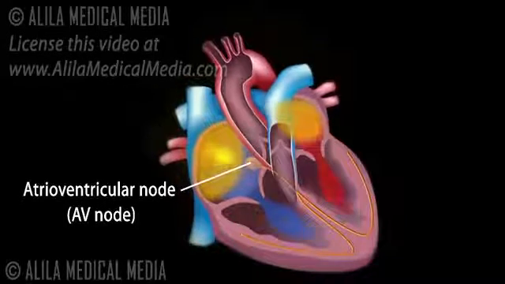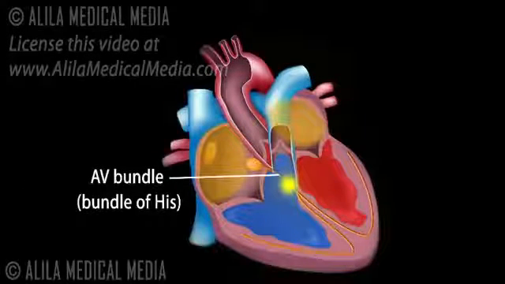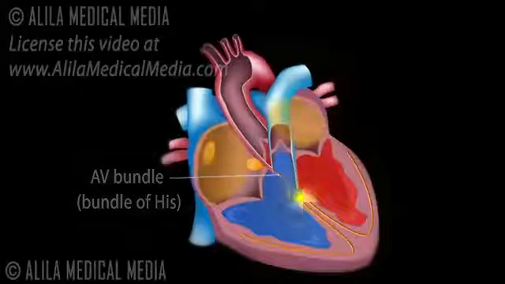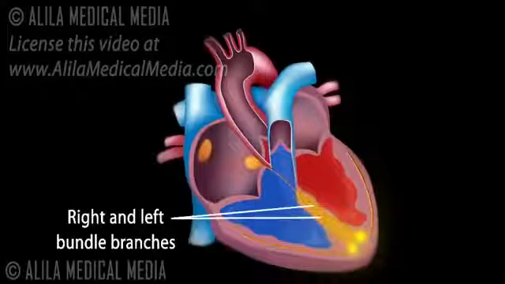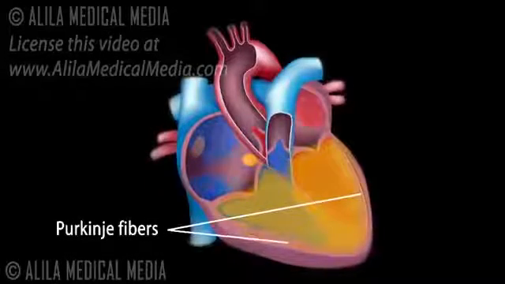The AV node receives signals from the SA node and passes them onto the atrioventricular bundle, or AV bundle, or bundle of His. This bundle is then divided into right and left bundle branches, which conduct the impulses toward the apex of the heart. The signals are then passed onto Purkinje fibers, turning upward and spreading throughout the ventricular myocardium.